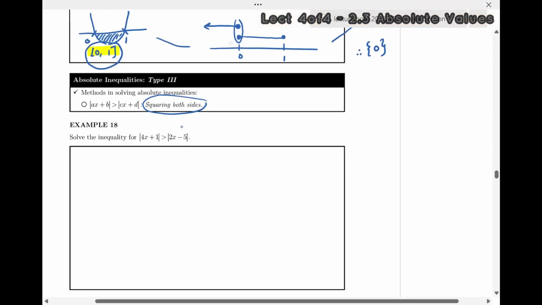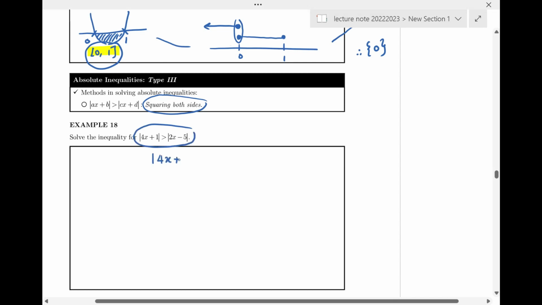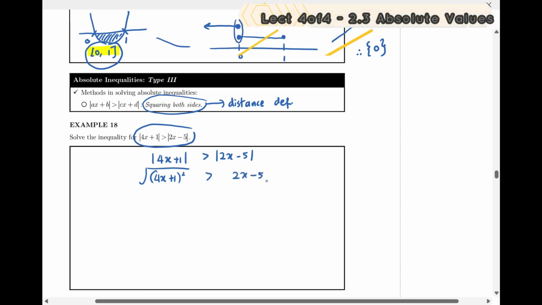Okay, this is the question. I rewrite it: modulus 4x plus 1 greater than modulus 2x minus 5. If we use squaring both sides, meaning that we use the distance definition for both sides. So the first one will be modulus of 4x plus 1, squared, and the right one will be modulus of 2x minus 5, squared.